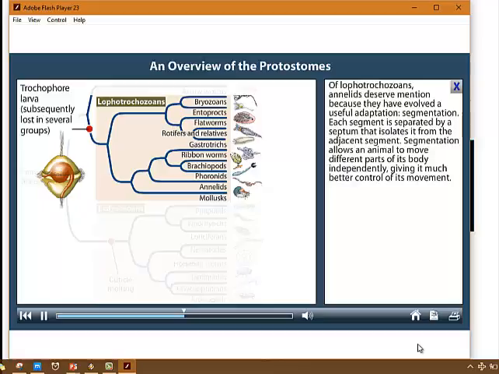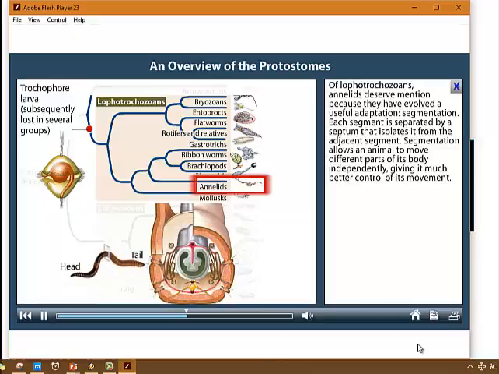Of Lophotrochozoans, annelids deserve mention because they have evolved a useful adaptation, segmentation. Each segment is separated by a septum that isolates it from the adjacent segment. Segmentation allows an animal to move different parts of its body independently, giving it much better control of its movement.